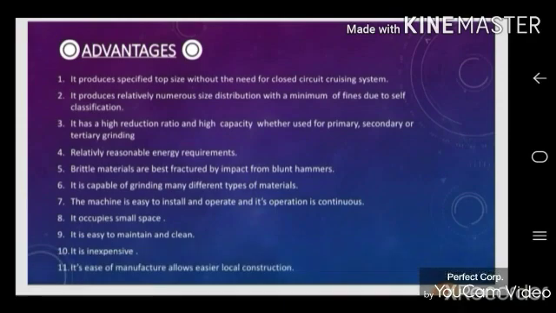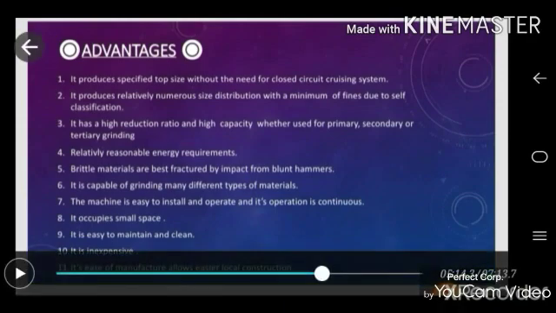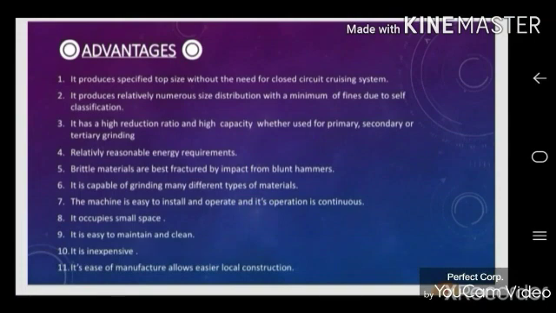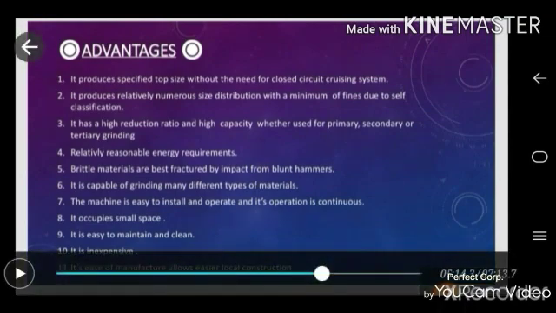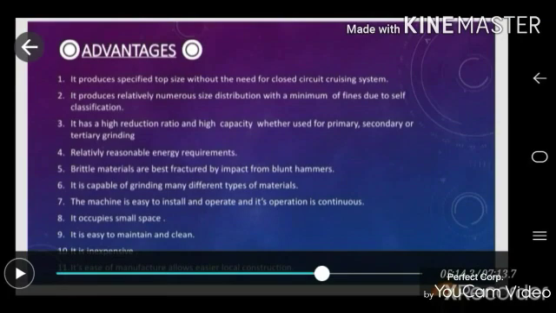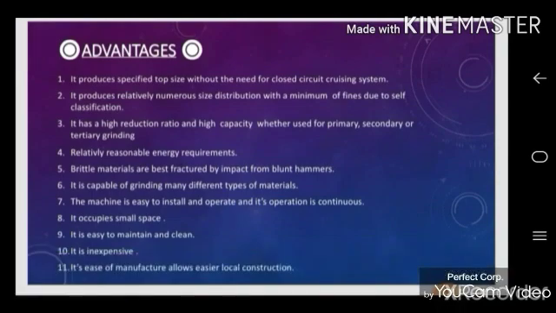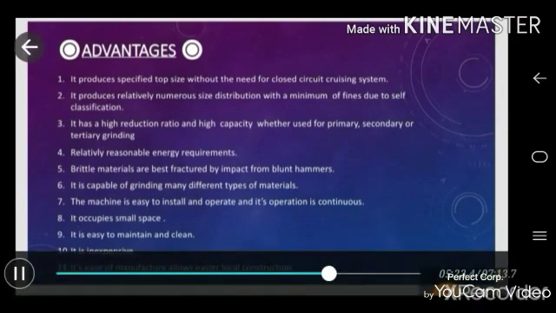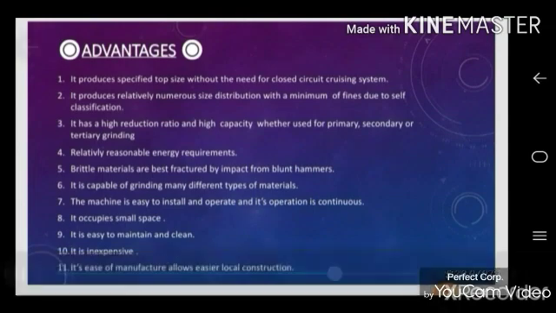So the hammer mill advantages are: it produces specified top size without the need for a closed circuit crushing system. It produces relatively narrow size distribution with a minimum of fines due to self classification. It has a high reduction ratio and high capacity, whether used for primary, secondary or tertiary grinding. Relatively reasonable energy requirement. Brittle materials are best fractured by impact of blunt hammers. It is capable of grinding many different types of materials.